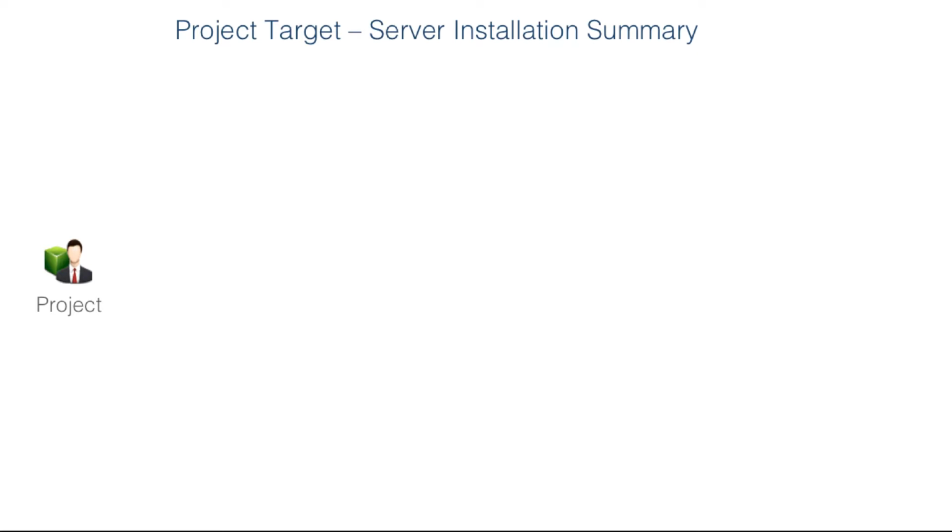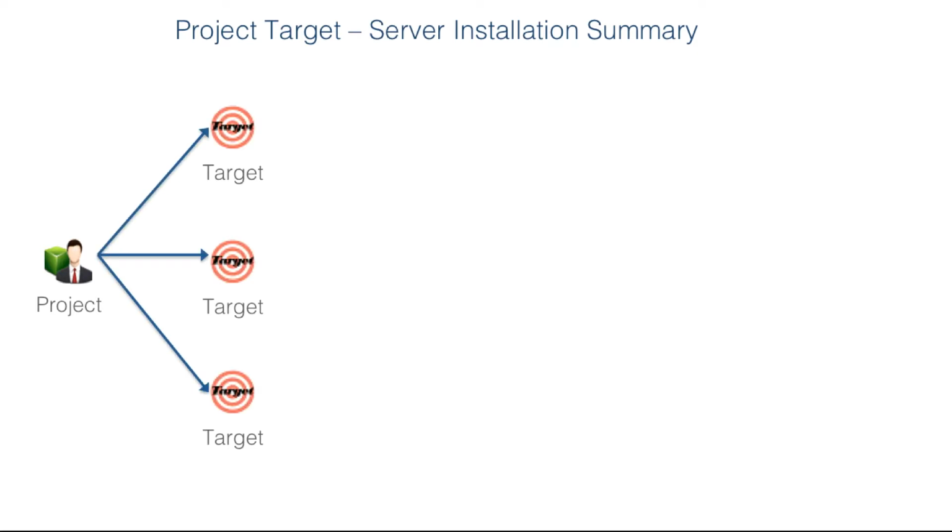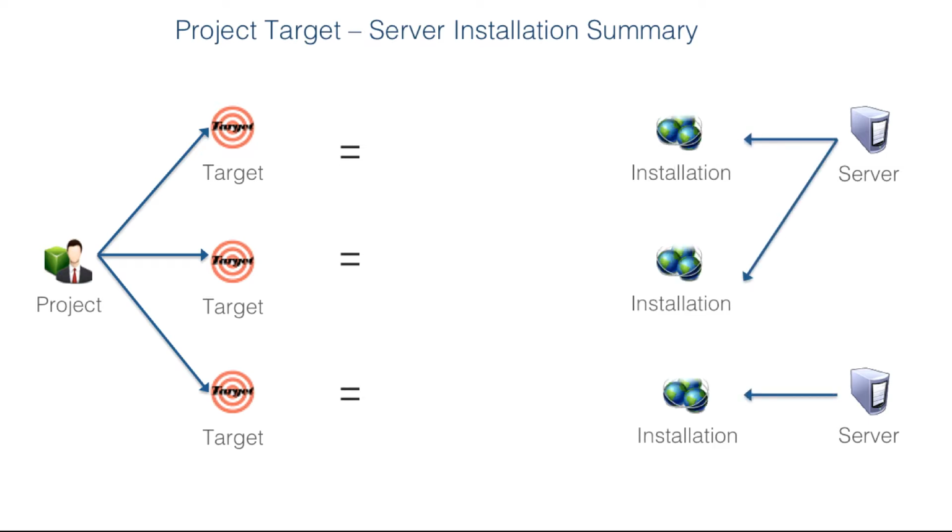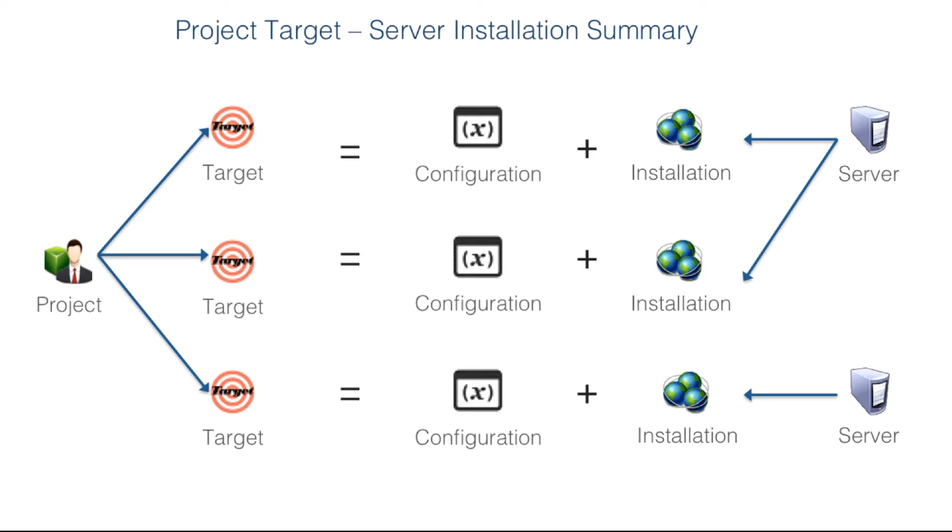Okay, so just a quick summary now. We have our project, and that project has a number of targets, and those targets are built up from the server definitions that we've got in RapidDeploy, so the infrastructure, the installations that are on that infrastructure that are also defined in RapidDeploy, and then the configuration for each of those installations, and there may be multiple configurations for each installation that define the variables and the differences between those environments that we want to run.